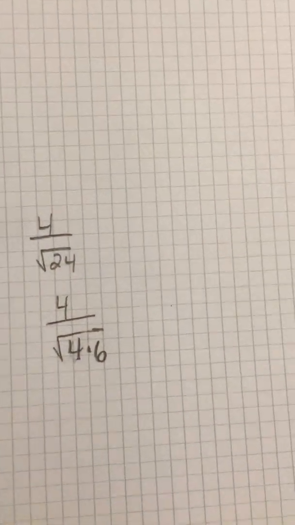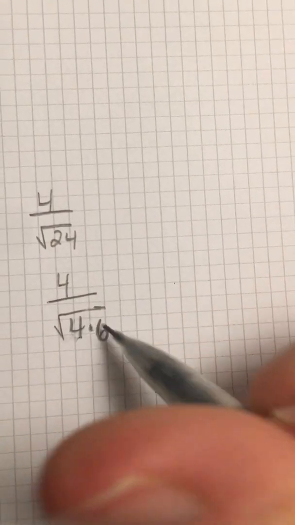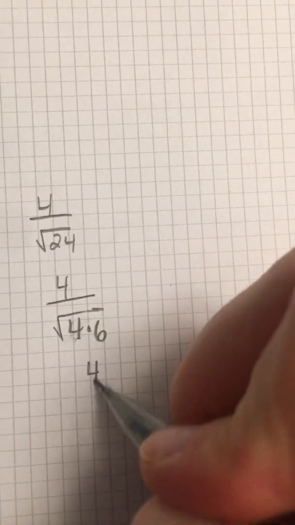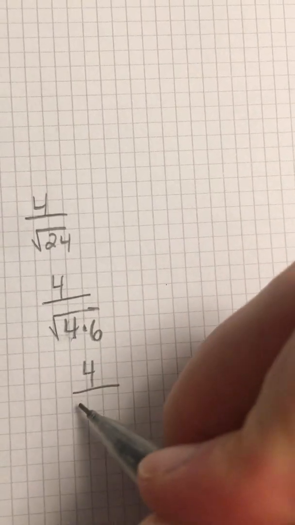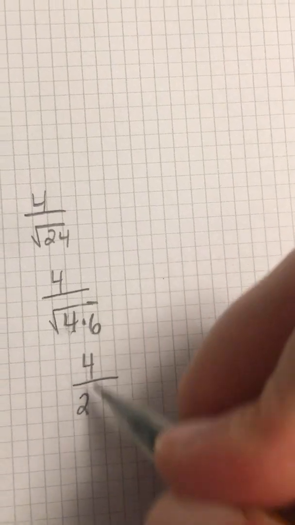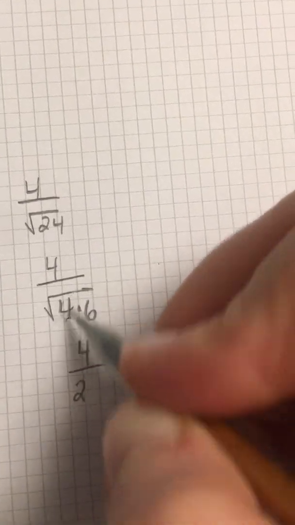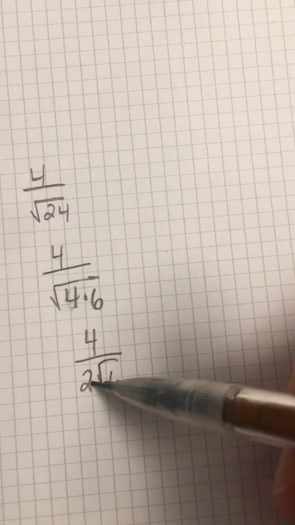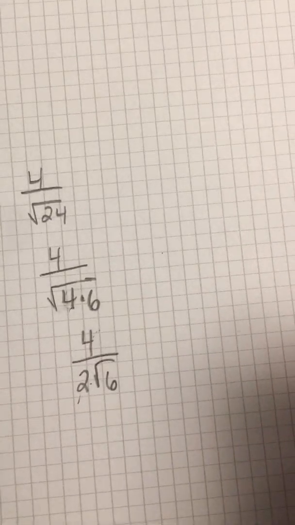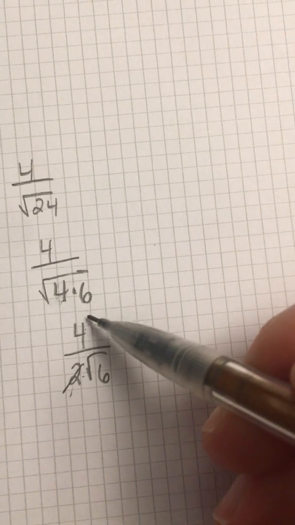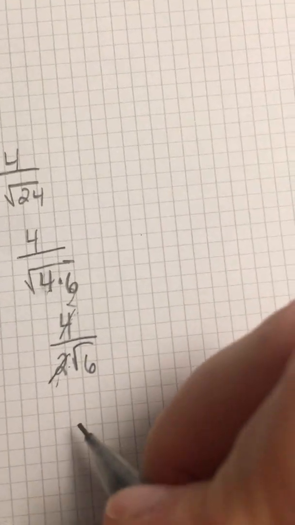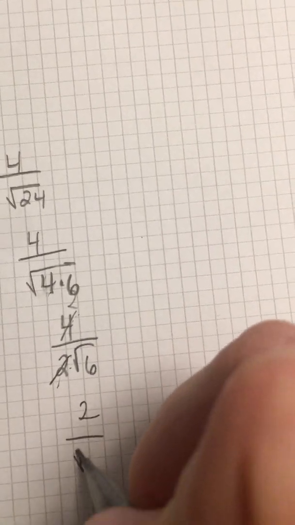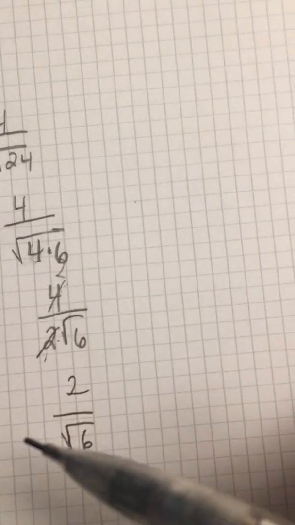Okay, so perfect, not perfect. 4 stays in the top. 4 comes out as 2. 6 stays in the jail. 2 root 6. Now if you want, these are outside, and if you wanted to reduce at this point, you could. 2 goes into 4 2 times. So I get 2 over root 6.